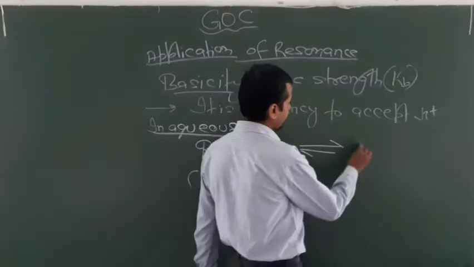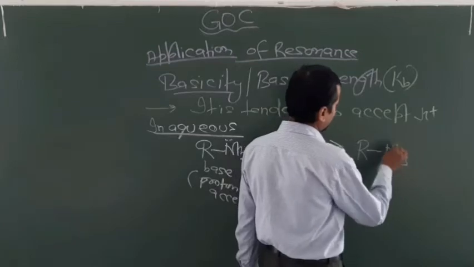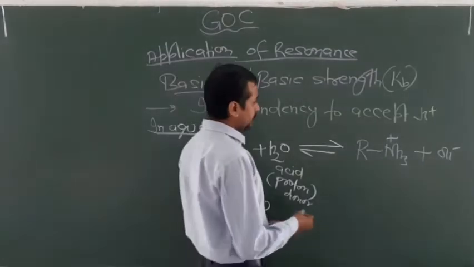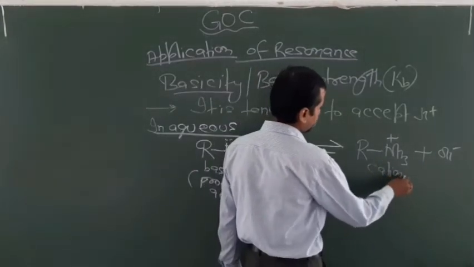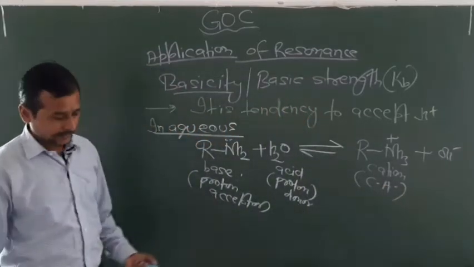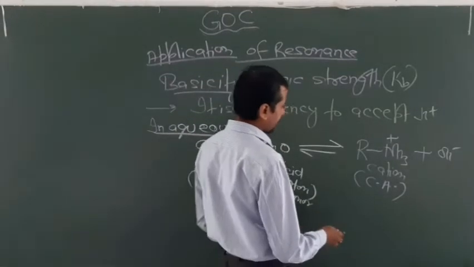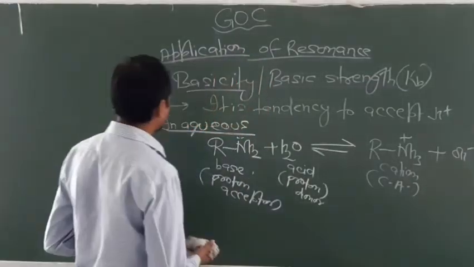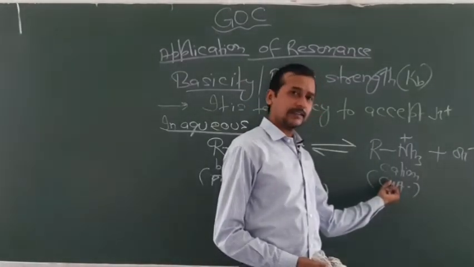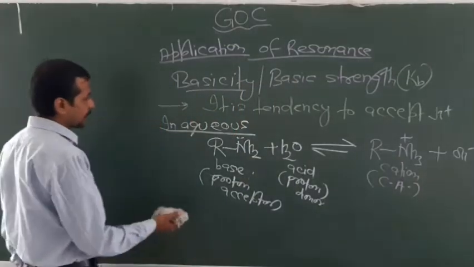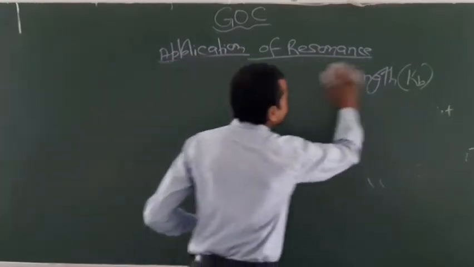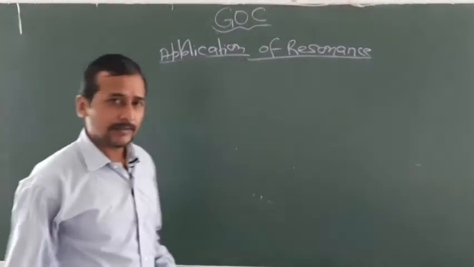Now what happens here? RNH3 plus and OH minus are formed. This is a cation, and basically this is the conjugate acid of this base. Now dear students, the stability of the cation, that is the conjugate acid, decides the basicity of the given amine, or you can say the given base.